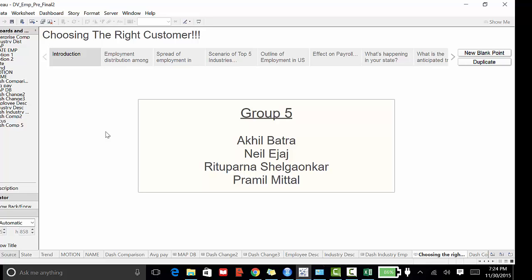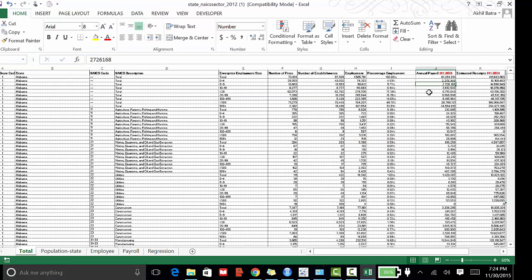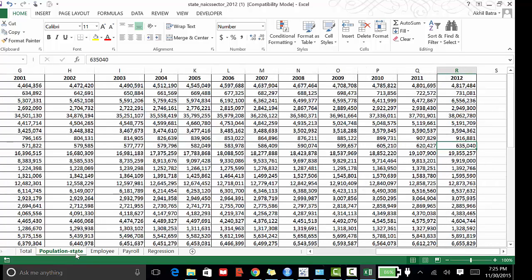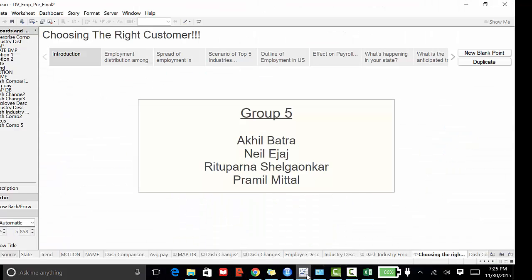We'll be presenting our visualization, choosing the right customer. The primary data used for this visualization describes employment and payroll across the US, and the secondary data set consists of population across different states from 1997 to 2012. Our problem statement is finding the right customer to provide a loan based on average payroll. Now let's dive into the visualization.